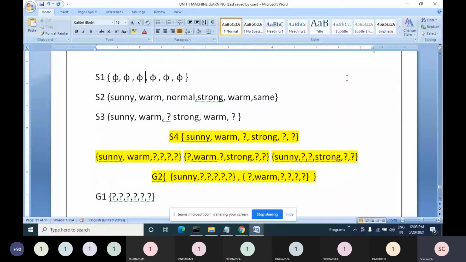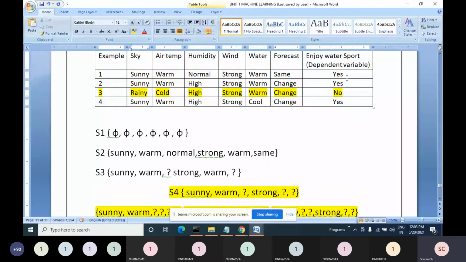Now what should I do in the candidate elimination algorithm? I should look at each and every record, whether it is a positive example or a negative example. If it is a positive example, the most specific hypothesis will be updated. If it is a negative example, the most generic hypothesis will be updated.